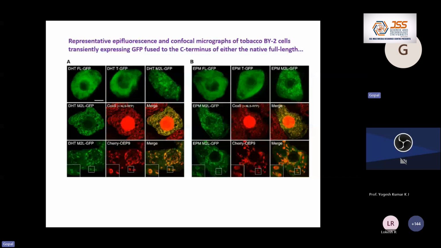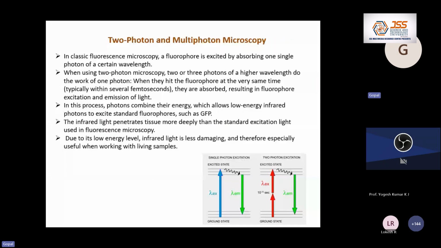And the first principle of biology of seeing anything is a fluorescence microscope. They use left and right fluorescence microscope. Then these are the recent techniques of 2-photon multiphoton microscopy.